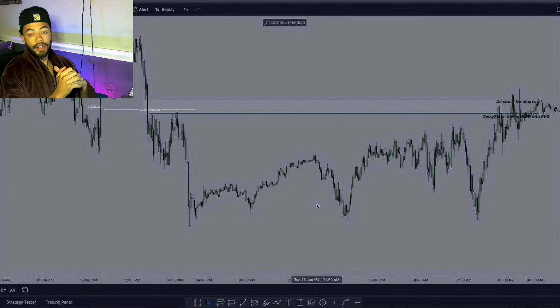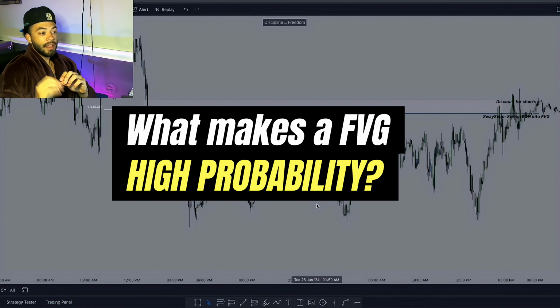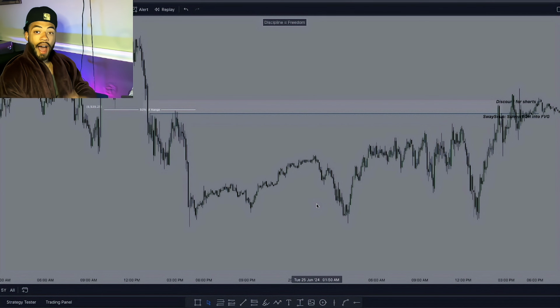So I'm going to just jump right into it, right? What makes a fair value gap high probability? I've got a couple examples for you guys that I'm going to jump into.